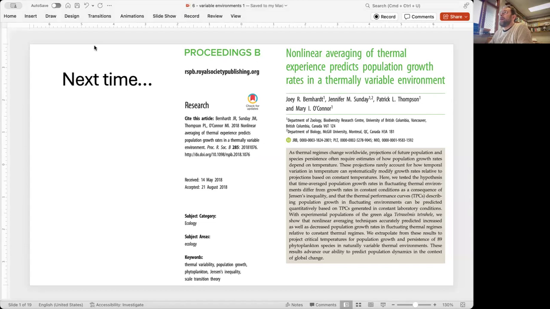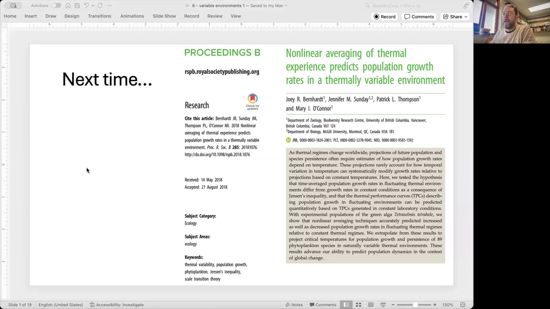Okay, so we're gonna use, I think, the same order we used last time, which works well. So we'll start off with a little bit of discussion lecture, laying out some topics that'll be useful for next week's paper. Here's next week's paper on nonlinear averaging of thermal experience. So keeping with this theme of thermal, we got into a little bit of environmental variation in this paper.